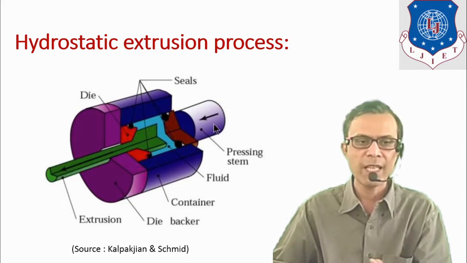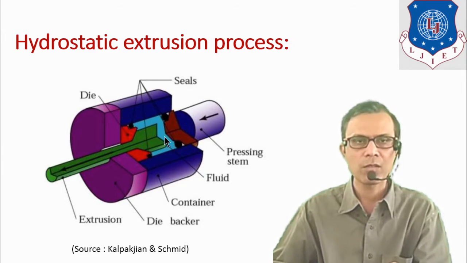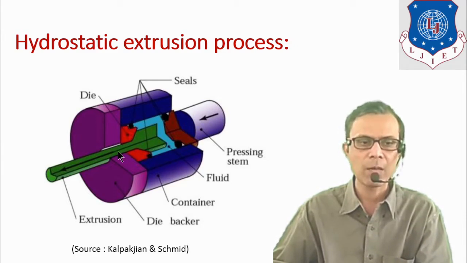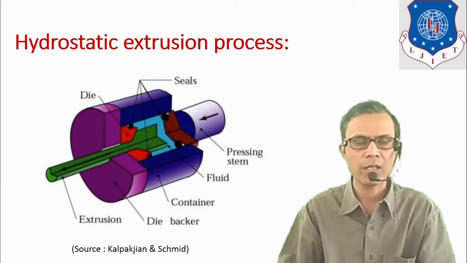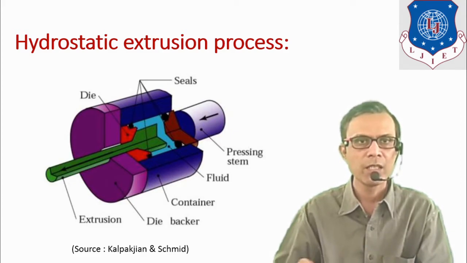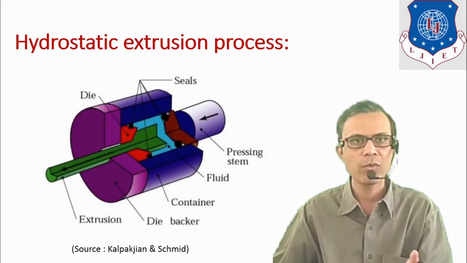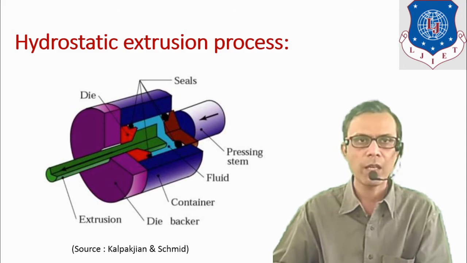Pressure is applied on this fluid, and by that pressure of the fluid the billet is coming out through the die opening. So there is no direct contact between billet and container wall. That way we can minimize the frictional force between container walls and the billet. As we are using the pressure of a fluid, it is known as the hydrostatic extrusion process.